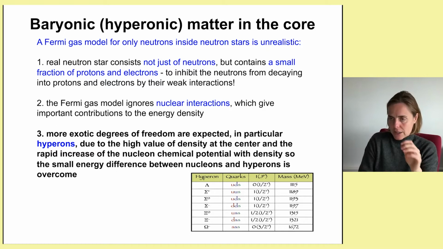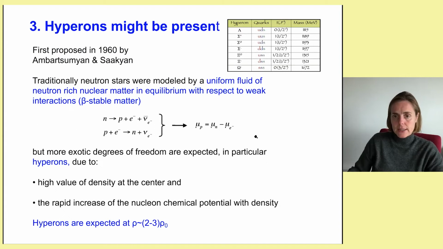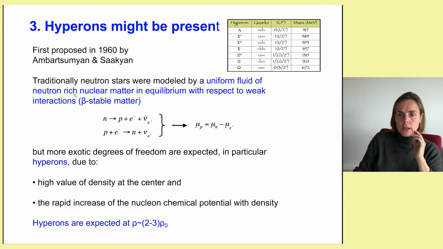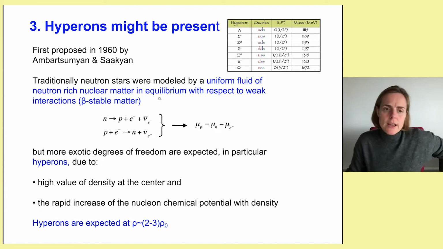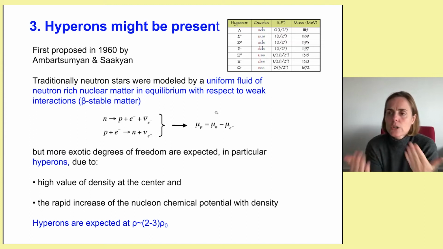What I'm saying is that the first thing, of course, was to have nucleons, but already in the 60s, the idea was to think whether it is possible to have hadrons. Hadrons, again, is this list I'm showing you here. As I was saying, in the first approximation you have a uniform fluid of neutron-rich nuclear matter in equilibrium with respect to weak interactions, so beta-stable matter. So these are the reactions, and this is how it's understood in terms of the chemical potential of all these particles.